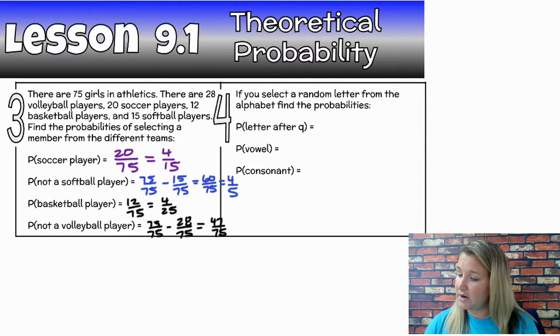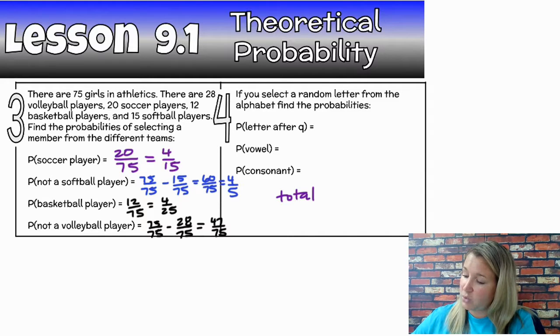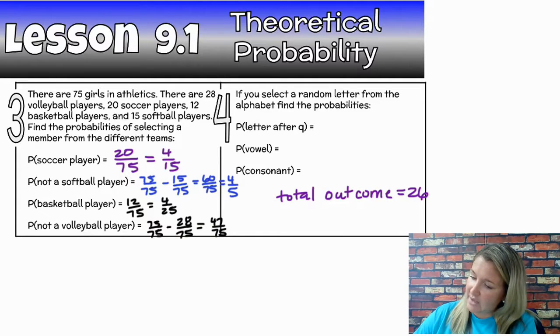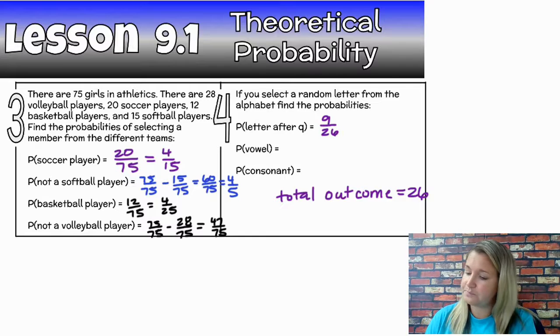And then the last one, we are going to randomly select a letter from the alphabet and see what these probabilities are. So remember that the alphabet has a total of 26 letters. So our total outcomes here are going to be 26. All right. So a letter after Q. You could count up how many letters come after Q, and that is 9. So I have 9 out of 26. What about a vowel? Well, there are 5 vowels in the alphabet, so we have 5 out of 26.